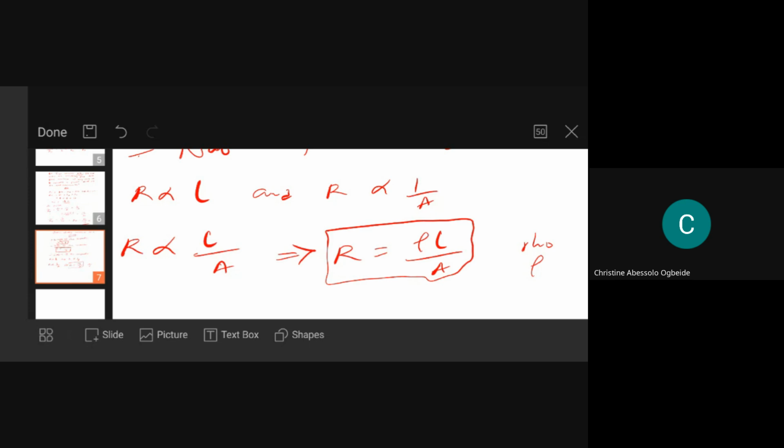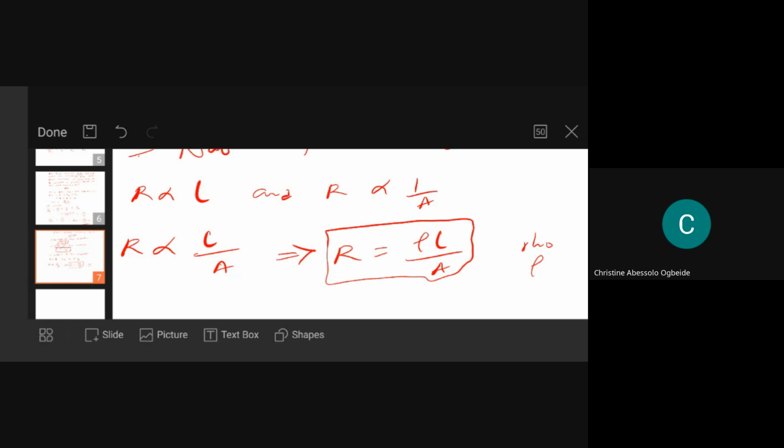So we've talked about resistance. We've talked about current. We've talked about what again? Potential difference. And I've given us some equations I would want us to really pay attention to. And don't forget that this resistivity depends on the nature of the material.